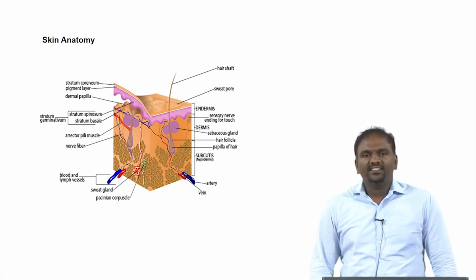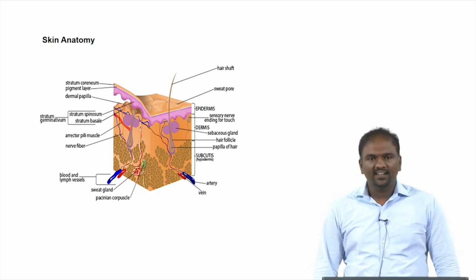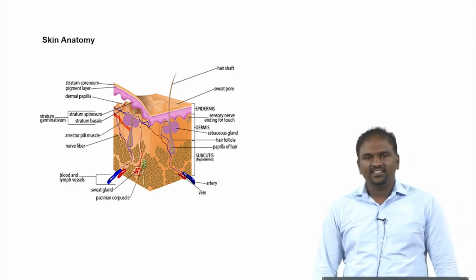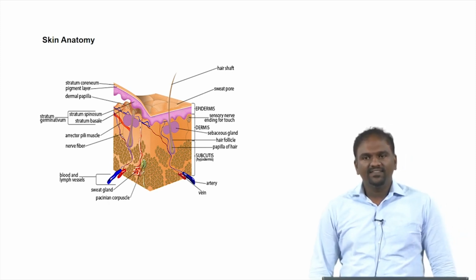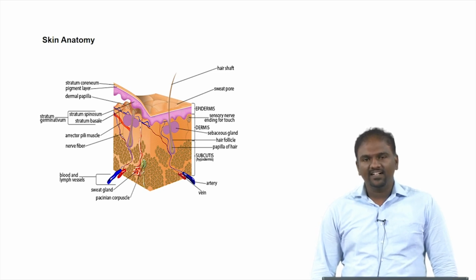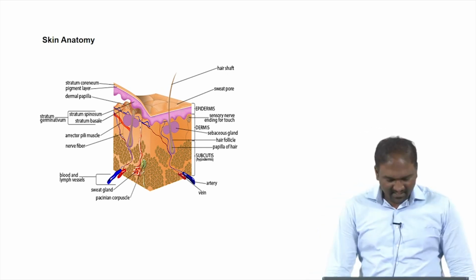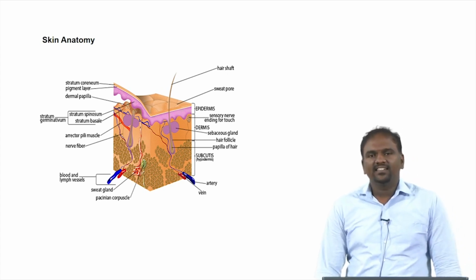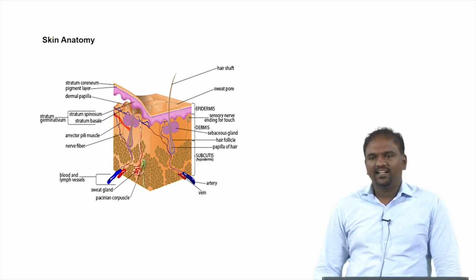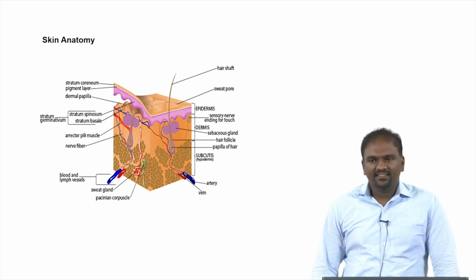Attached to the hair follicles we have the sebaceous gland. The sebaceous gland produces sebum. Sebum lubricates the hair follicle, makes the skin waterproof, and also acts as a primary defense system. Then, attached to the sebaceous gland we have the arrector pili muscle, which is responsible for pulling the hair. When goosebumps happen, the pulling of hair happens because of that muscle.